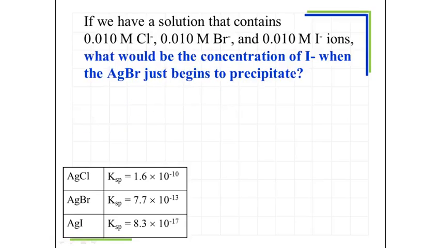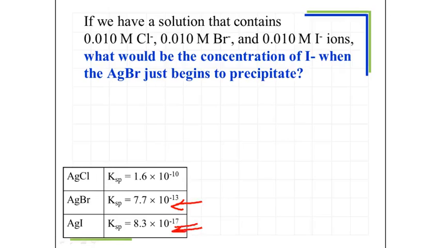Now, the iodide's precipitating, and I keep on adding. And eventually, the next ion in line to precipitate, which is the silver bromide, is going to join the precipitation ranks. So I want to know what would be the concentration of I minus when the silver bromide just begins to precipitate. So let's think about what's being asked here.